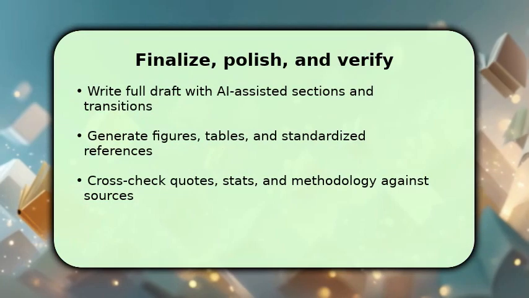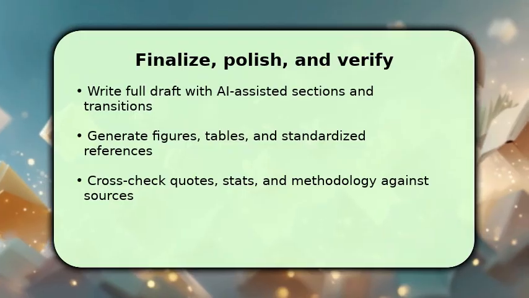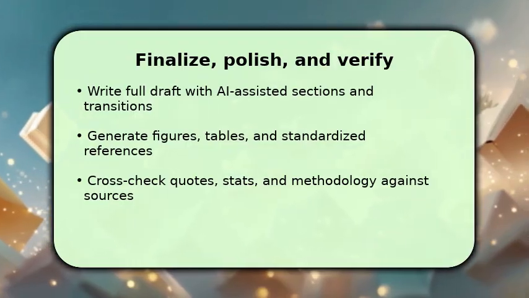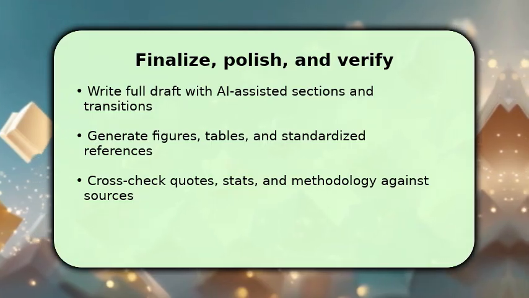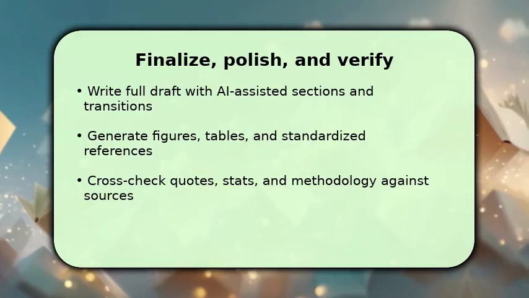You finish by producing the full draft. Ask the AI to write sections using your outline, then craft transitions that highlight contribution and limitations. Create figures and summary tables automatically and export a consistent reference list for your target journal.